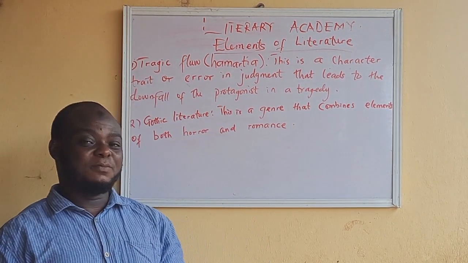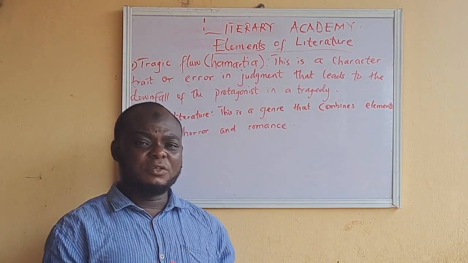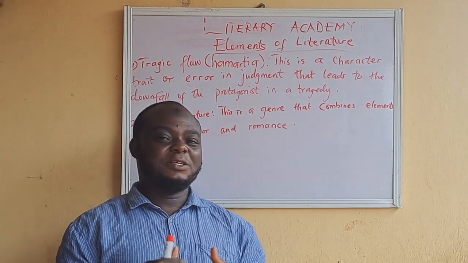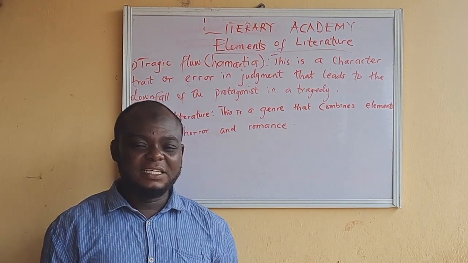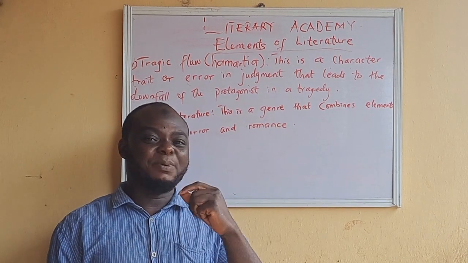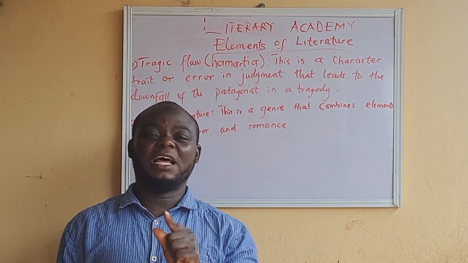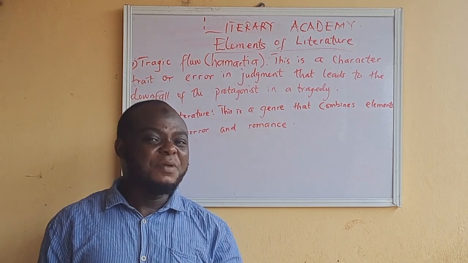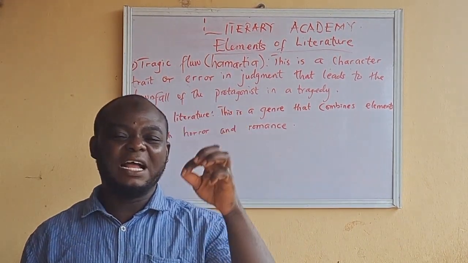Let me explain further. Let's take, for instance, any work of art, most especially in tragedy, where there's a protagonist that everybody loves. And at the end, the protagonist exhibits a particular character, which later leads to his or her downfall in that particular literary work. That behavior exhibited by the character that leads to the downfall is known as tragic flaw.